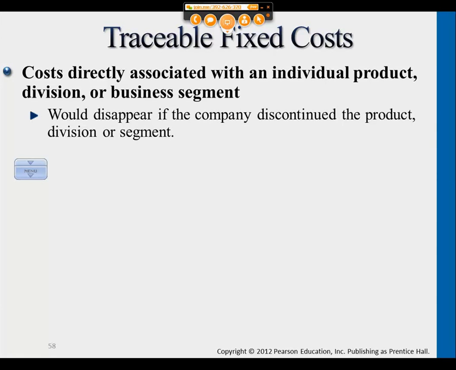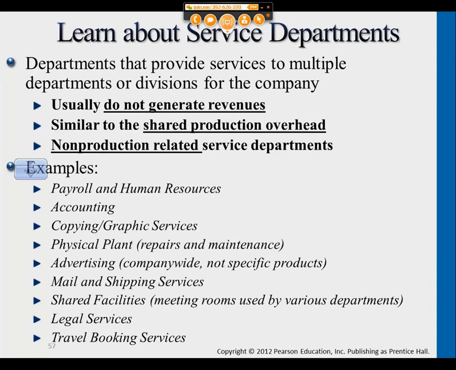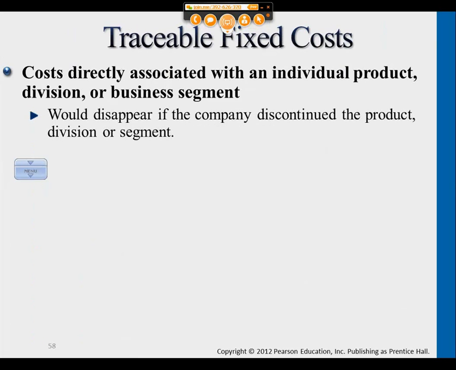So while we're discussing service departments that are not really generating any revenue, you can't really say that it relates to a certain production line or a certain product that I'm producing, right? I still have to have this notion of traceable fixed costs. So what am I going to do here? And what are these traceable fixed costs? They are costs that are directly associated with an individual product, division, and business or business segment.